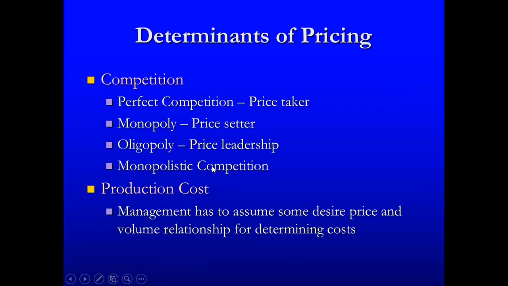The second determinant is competition. Competition may be perfect competition, where the firms are price takers. Competition may be monopoly, where the firms are price setters. There may be oligopoly, and there may be price leadership, and there may be monopolistic competition. The third determinant of pricing is production cost. Here, management has to assume some desired price and volume relationship for determining cost.